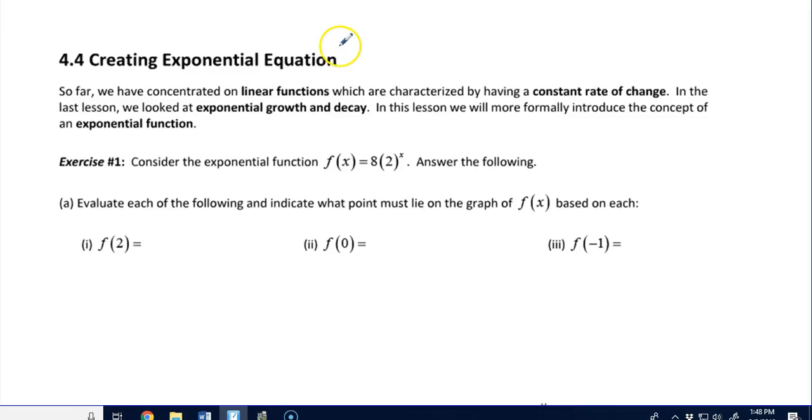In this recording, we're going to learn how to create exponential equations. I know here it says exponential equation. Let's go ahead and put an S on the end here, make it plural.